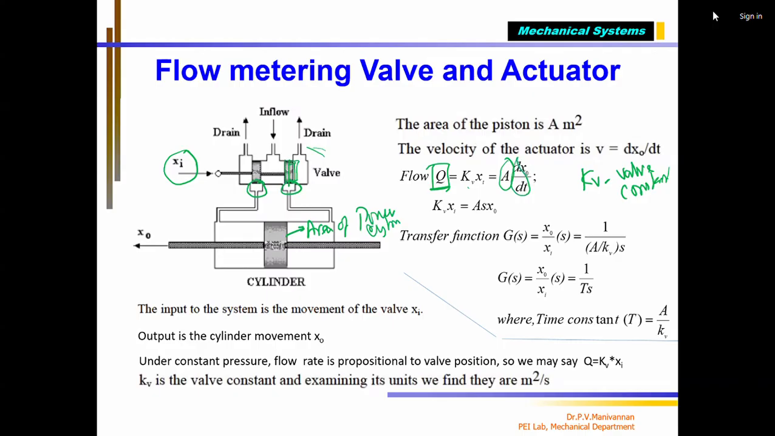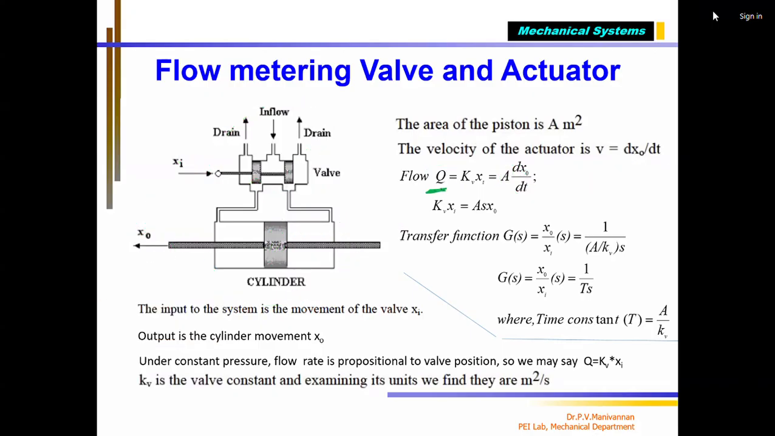That is capital A, d by dt of x naught. x naught is the position of this piston, where I am attaching my load, and the load is moving. The input to the whole system is x of i. When I change my x of i, accordingly Q varies. If Q varies, x naught will vary. x naught varying means d by dt of x naught, which is nothing but velocity. That is the equation. Note this down.